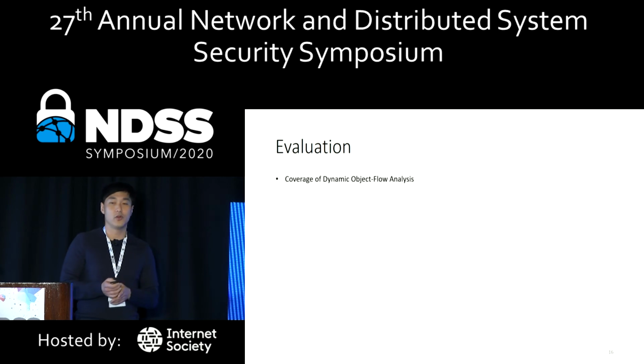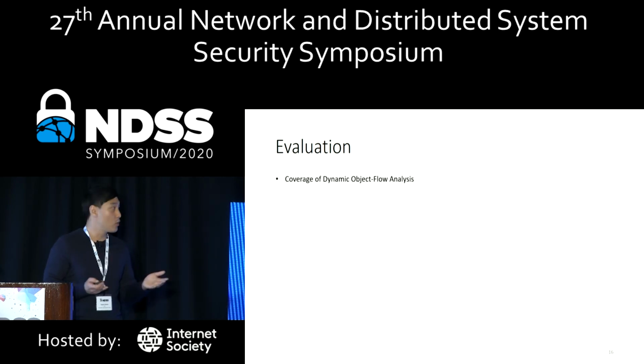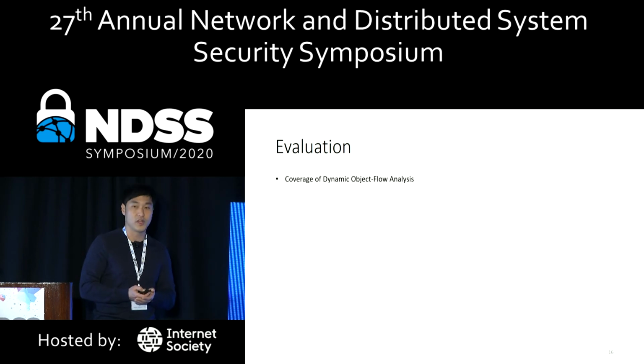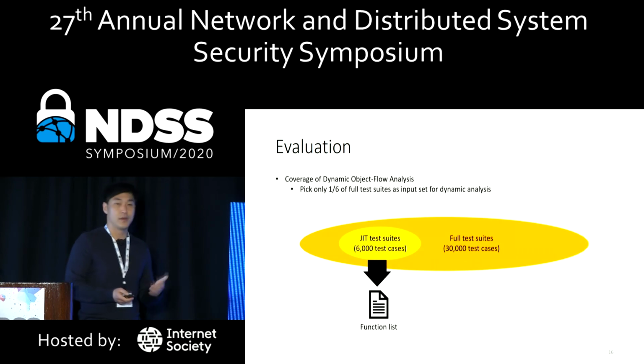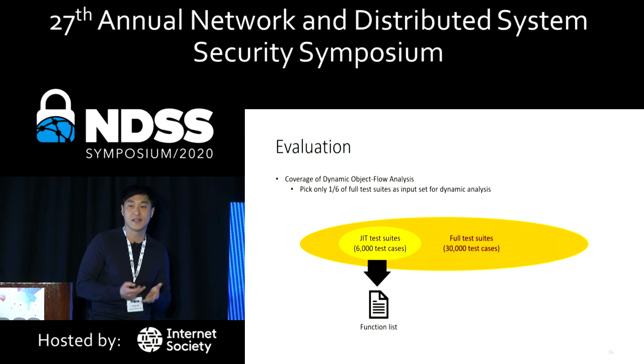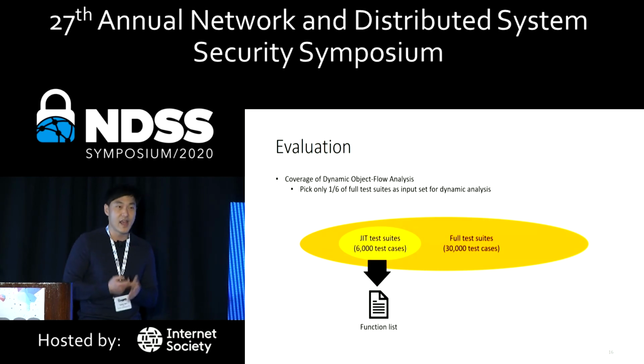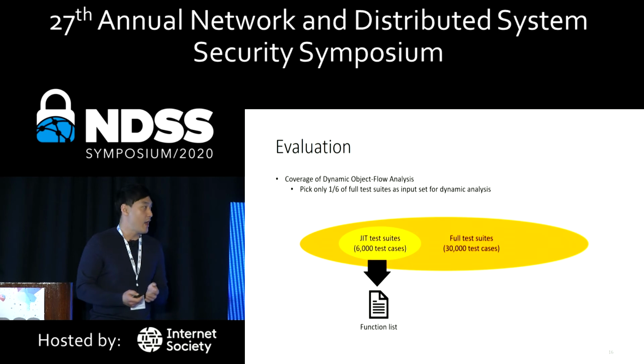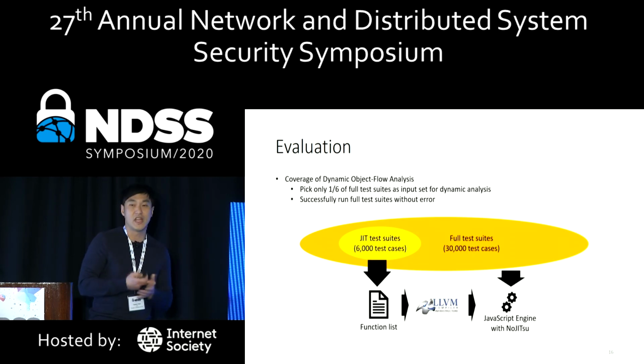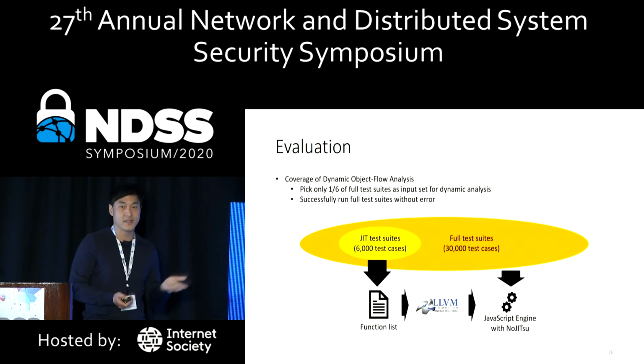So this is our evaluation. I'm going to evaluate the coverage of the dynamic object flow analysis. In this analysis, we just pick 1/6 of the test suite as the input set for dynamic analysis and implement NoJITsu. And then we run the NoJITsu-enabled JavaScript engine with the full test suite. And we found that it passes all the test cases. So even a small subset of the test suite is enough to find all the accessor functions.